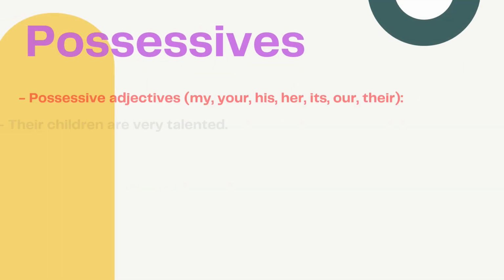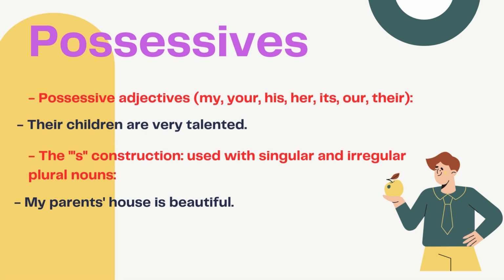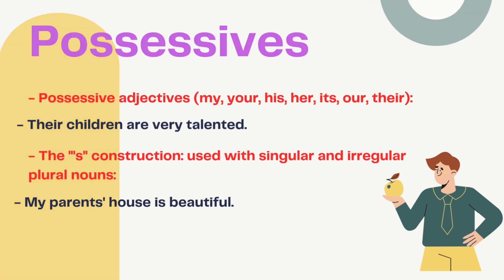How about possessives? Possessives show ownership. We have possessive adjectives my, your, his, her, its, our, or their. For example, their children are very talented. How about the apostrophe s form? Used with singular and some plural nouns. For example, my parents' house is beautiful.